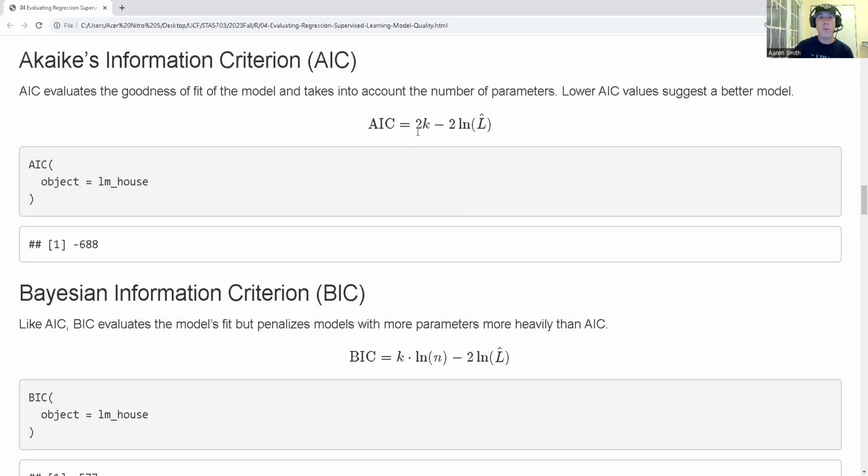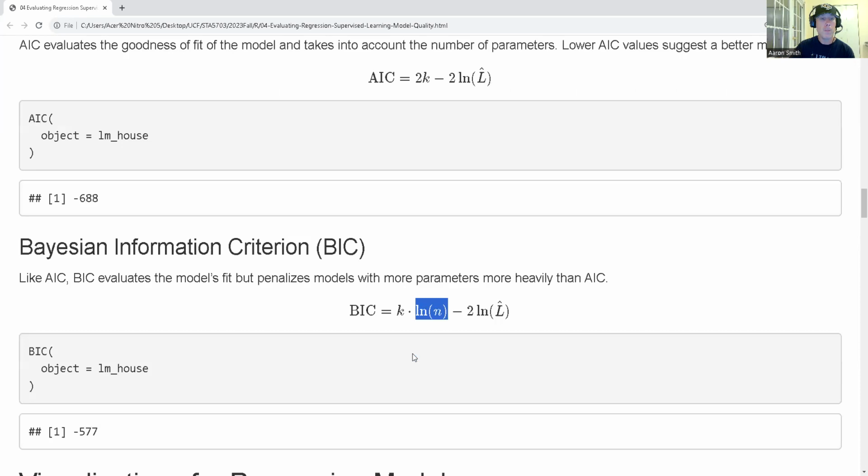So AIC is considering how complicated the model is and how well it fits, and I want the least value possible. Now, the BIC, Bayesian information criterion, you'll notice is the same formula. I have K as the number of parameters, but now I have the log of the number of data points I have. This puts much more emphasis on simpler models, so it's a much bigger penalty. I'm still going to want the least value possible when I compare multiple models together.